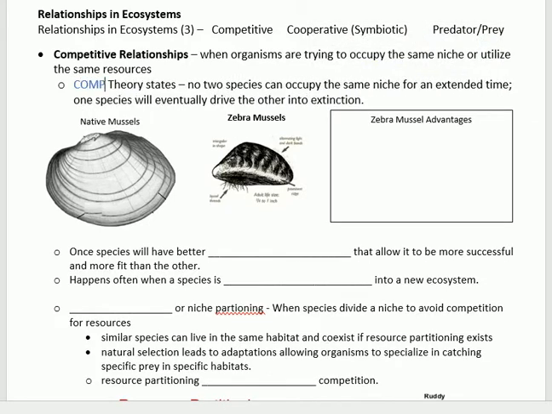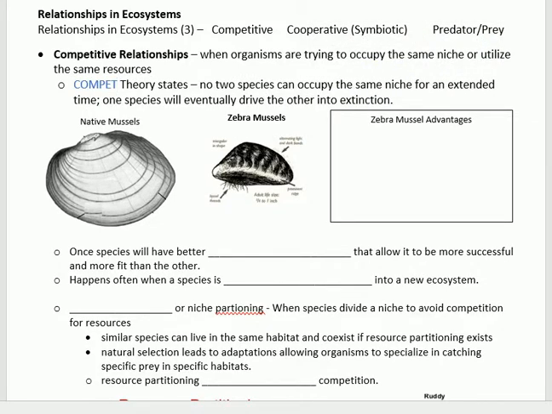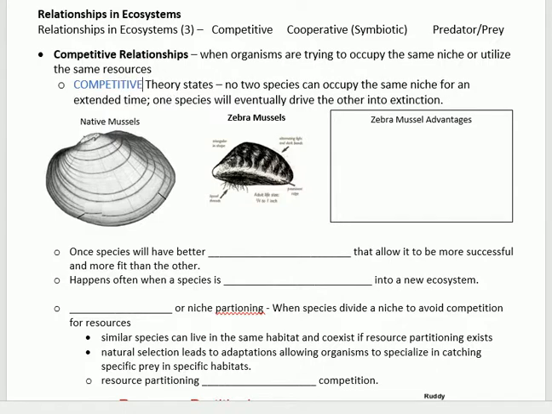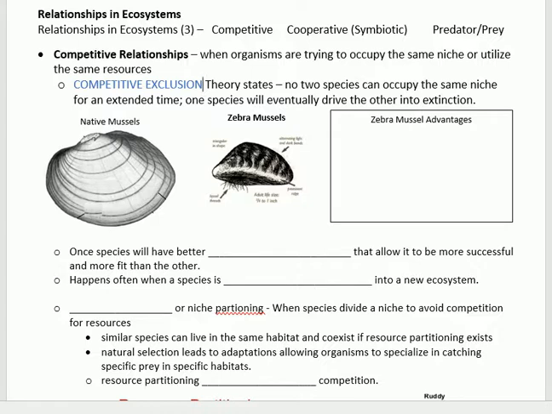So something that we need to look at for this is called competitive exclusion. And it's a theory that states no two species can occupy the same niche for an extended time because one species will eventually drive the other into extinction. And if you think about that, it makes sense because if they are occupying the same niche, then one of them is not going to get what it needs.